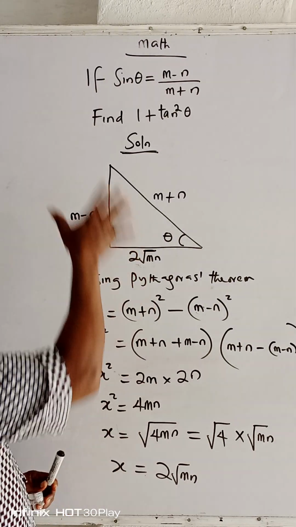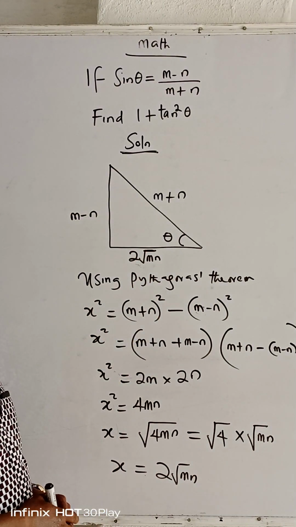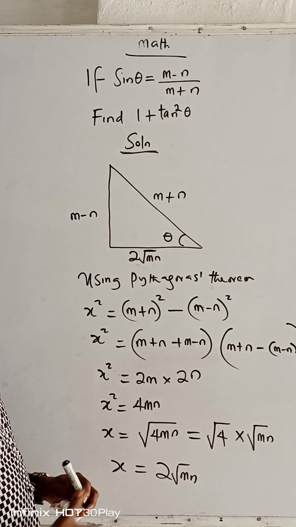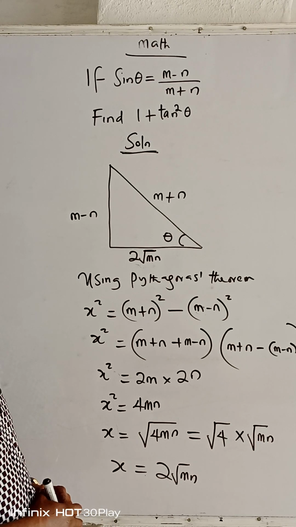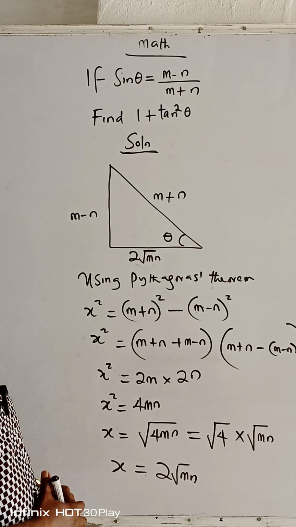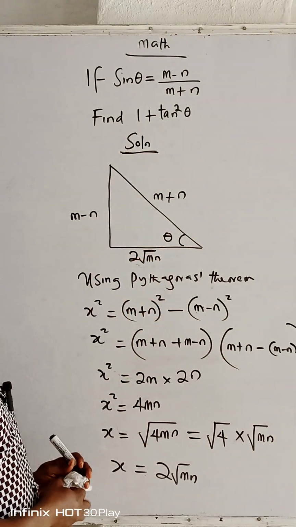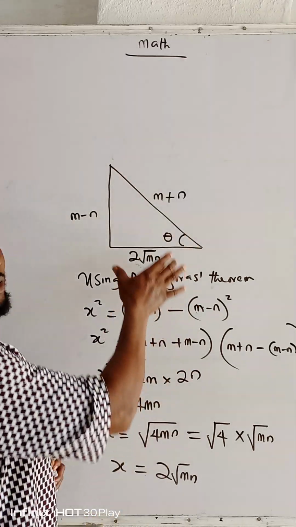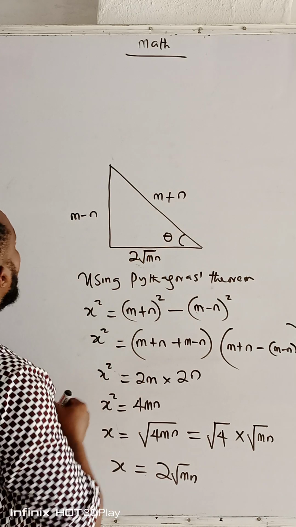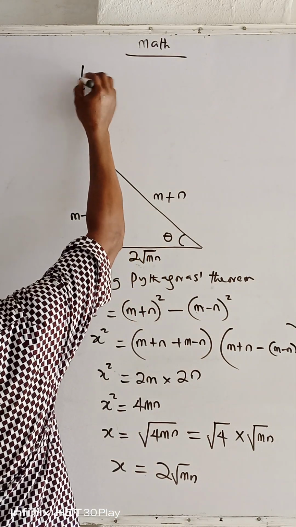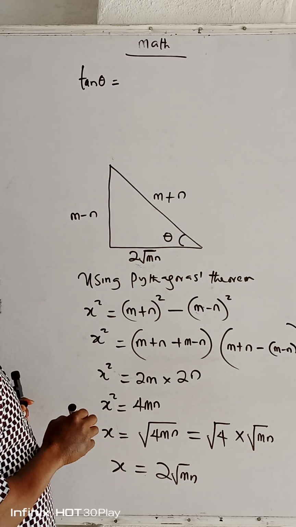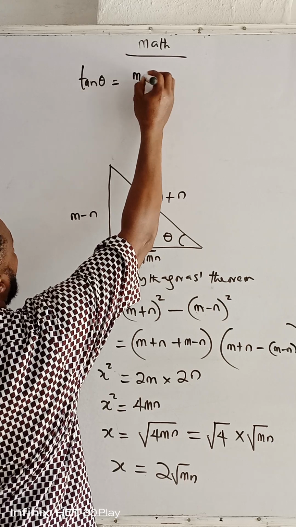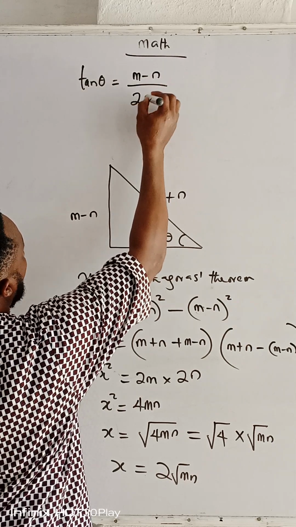So from this triangle, we can begin to define other trig ratios. So I will give some seconds for you to screenshot what we have here. Now, our aim and objective is to evaluate 1 plus tan square theta. Now, from this same right triangle, tan theta, like I defined at the beginning, is opposite over adjacent. That is m minus n all over 2 root mn.